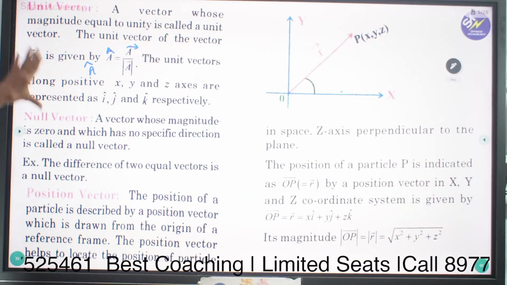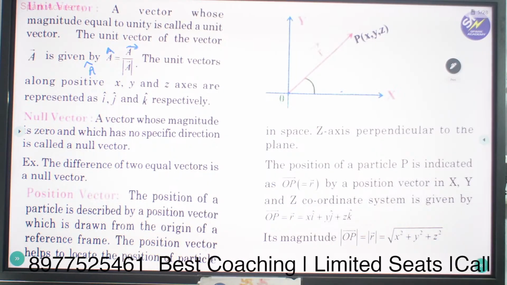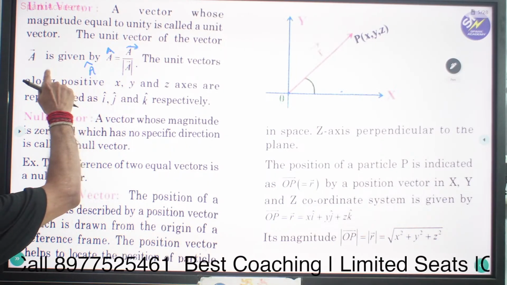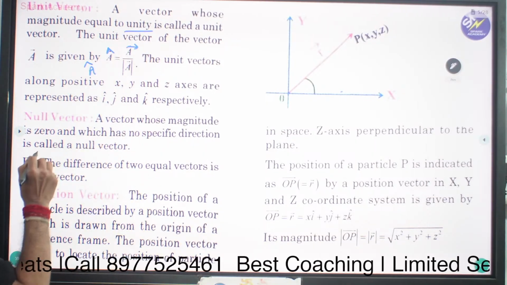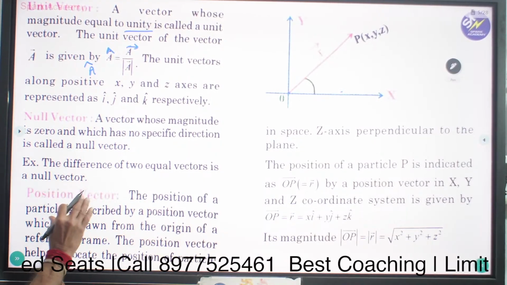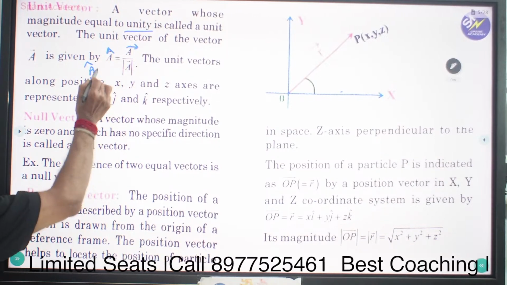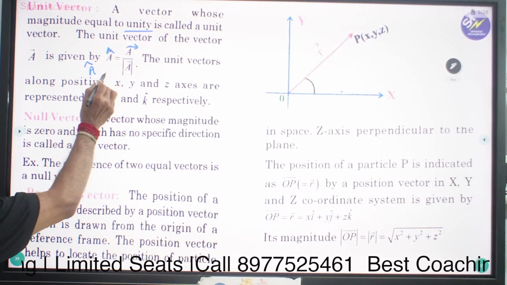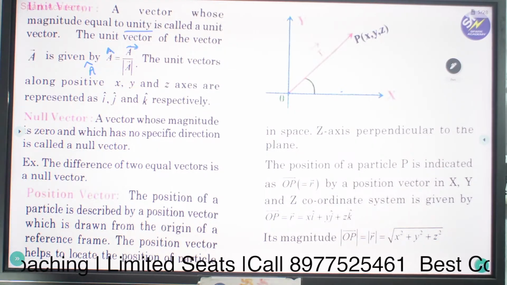Now, what are the different types of unit vector? A unit vector is nothing but a vector that has magnitude 1. Unity means 1. And how do you write a unit vector? Suppose the position vector is known, suppose the position vector is A. What is the unit vector? The unit vector will be the position vector divided by its magnitude.